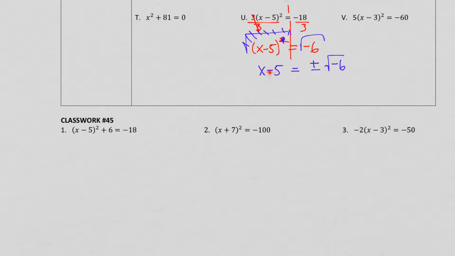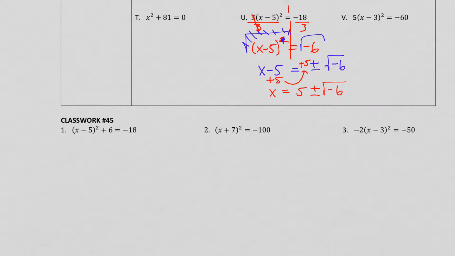So from here, I can keep going. My next step is to take the negative 5 and move it to the right. I can undo a subtraction with an addition, so I'm going to add 5 to both sides, also putting it here on the right-hand side. What I'm left with is x equals 5 plus or minus the square root of negative 6.